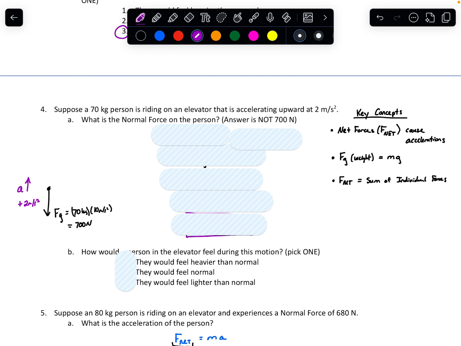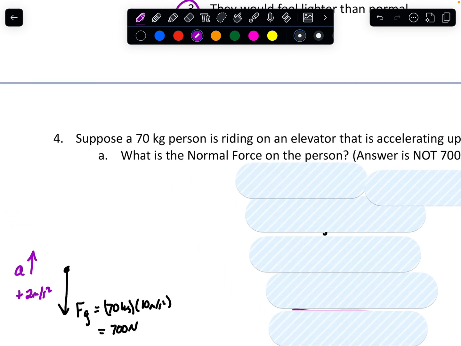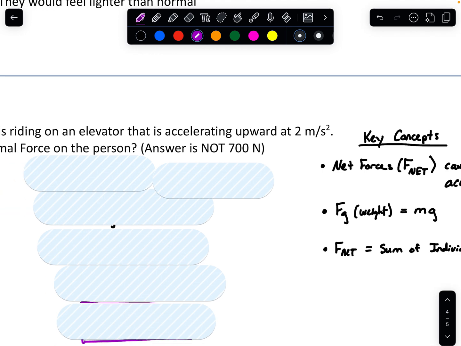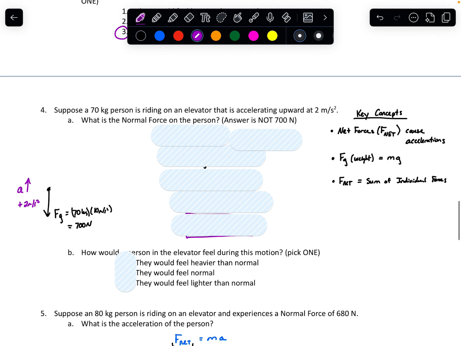I want to go over this example problem of a person riding an elevator, how to set it up and how to solve it if we're given the person's mass, in this case 70 kilograms, and also the acceleration and direction of that acceleration in the problem. So a big hint about solving these problems is we want to start with a free body diagram.